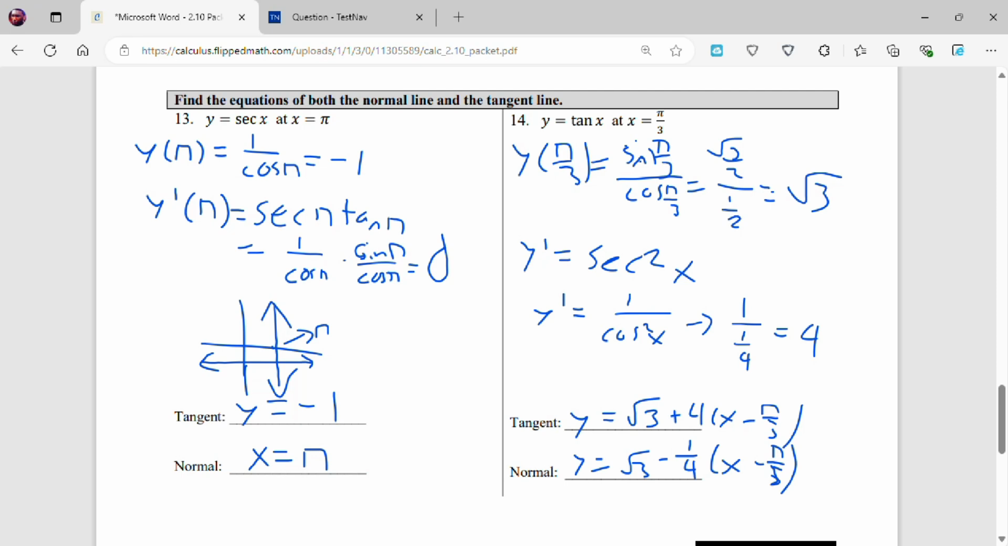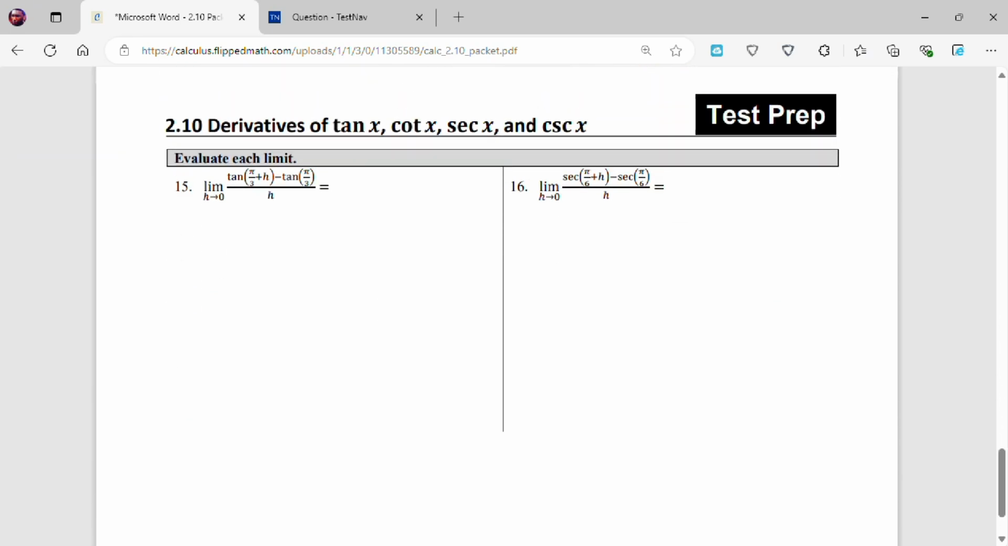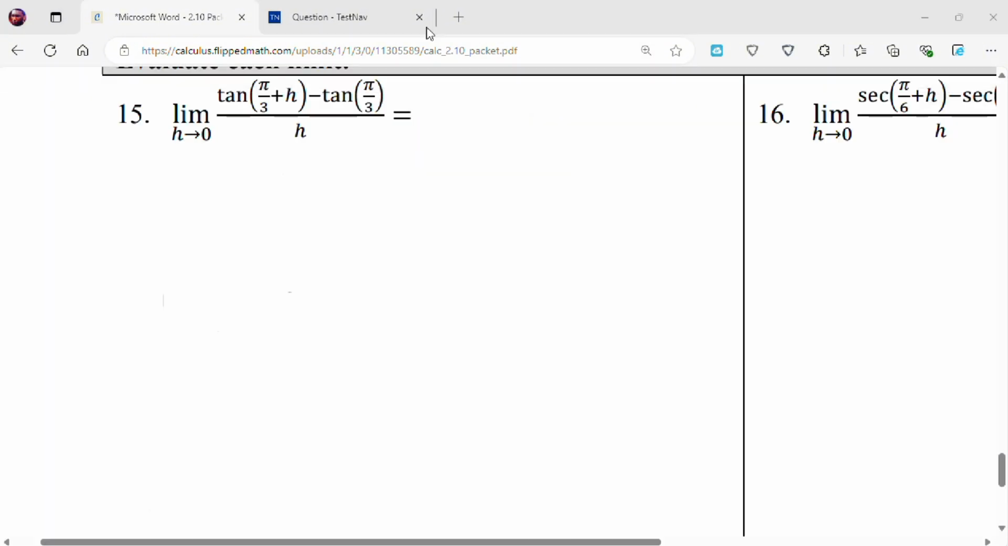Okay. Last two questions, the test prep. Evaluate each limit. So limit as h approaches 0 of tan of pi over 3 plus h minus tan of pi over 3, all over h. So you remember the, I guess I'll just write it. Test prep, we have to evaluate each limit.